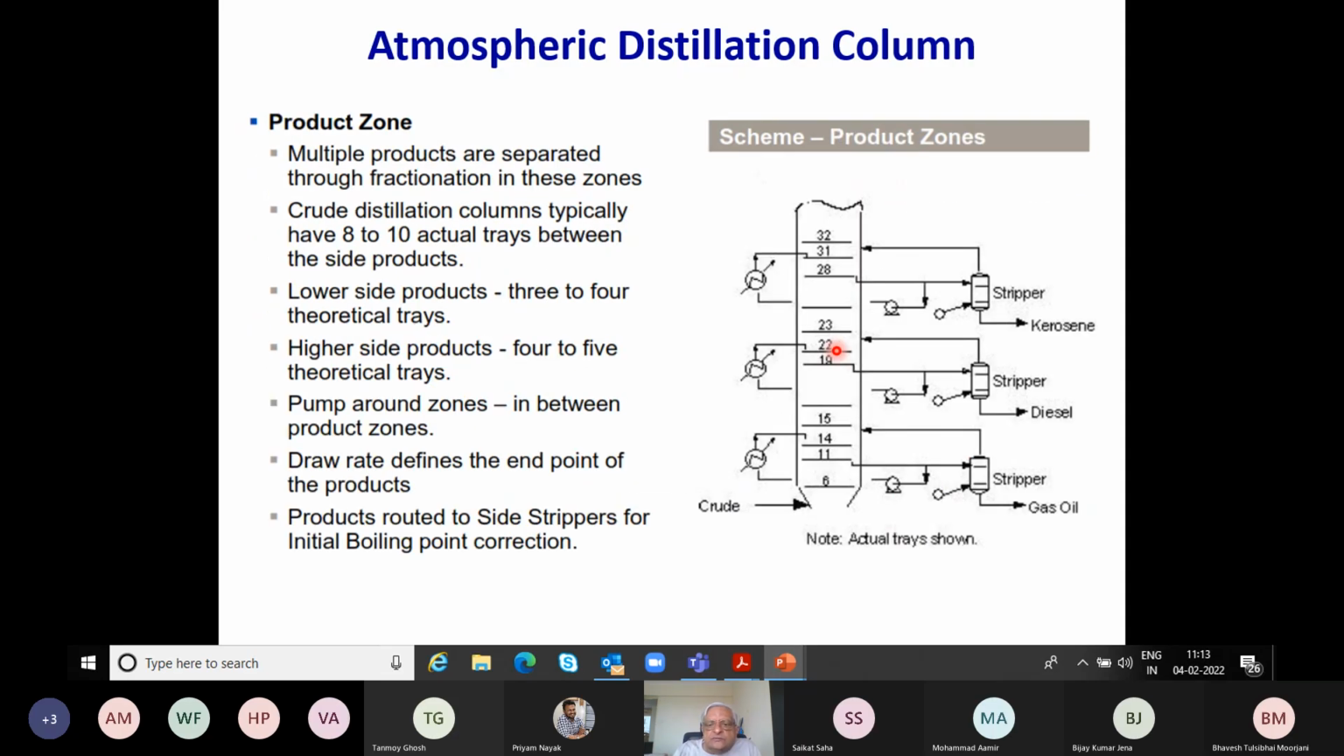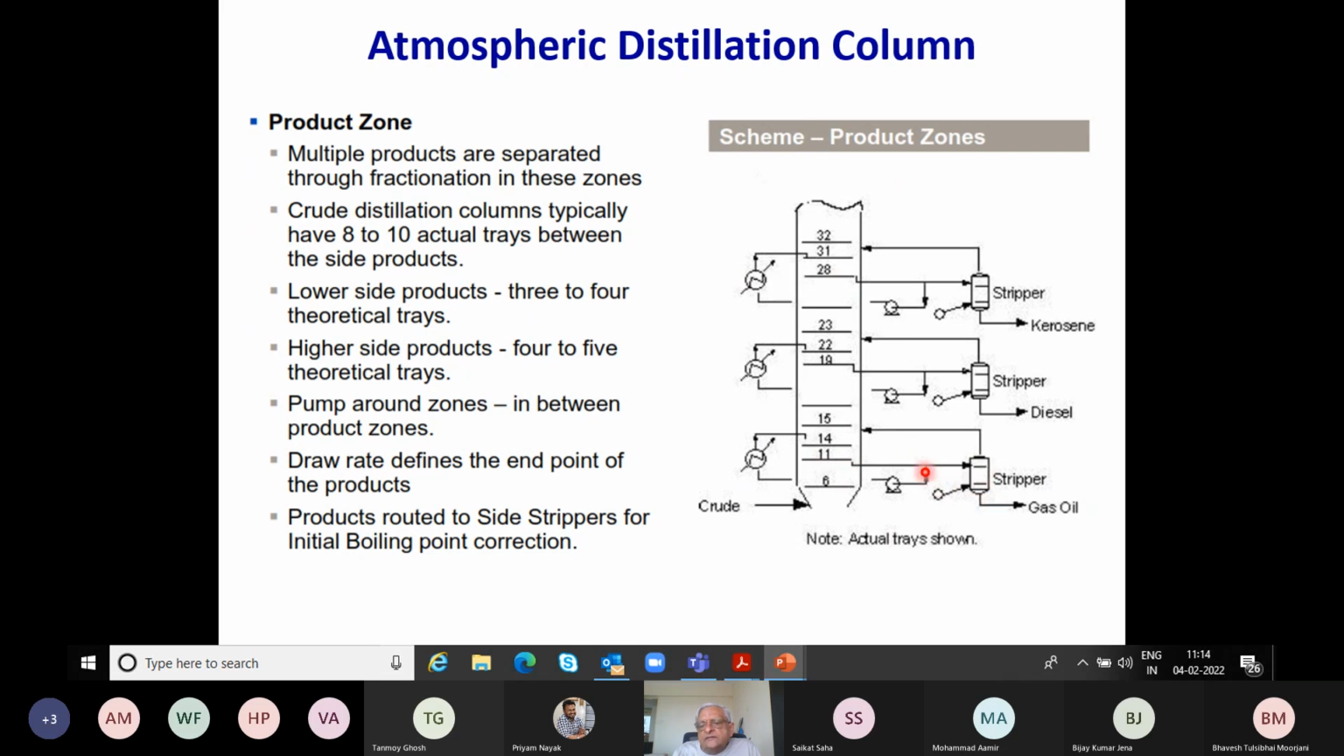And then above the wash zone, we have several product zones. This is what I told you, that when the crude vapors come up, the heaviest cut we withdraw first, which is the gas oil.